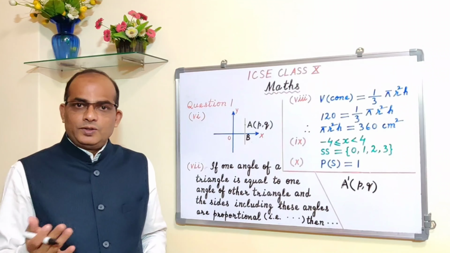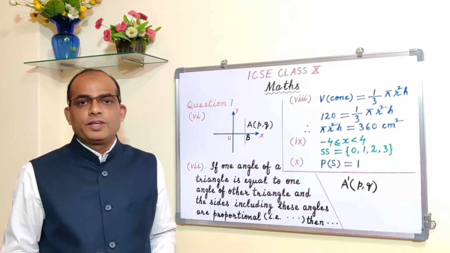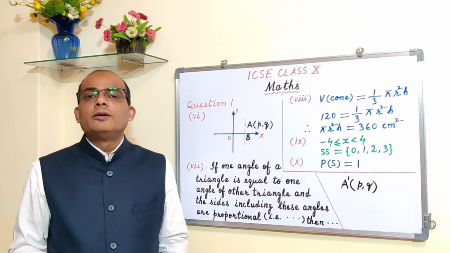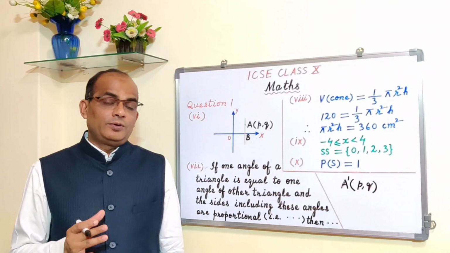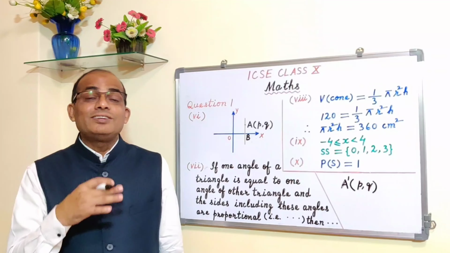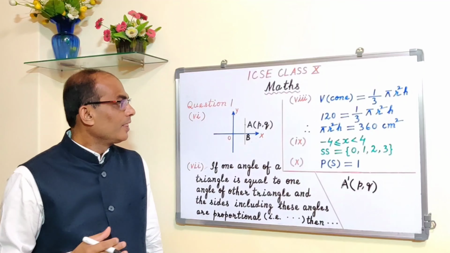Now, the next question is the 7th sub question. In the given diagram, the triangle ABC is similar to triangle DEF by the axiom. Means we have to find out the axiom, by which test of similarity the two triangles are similar triangles.